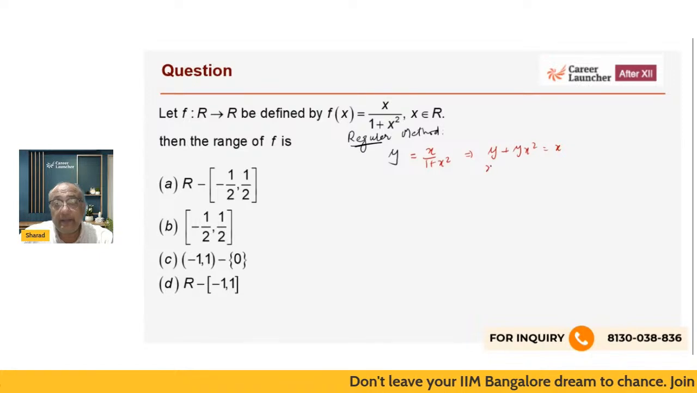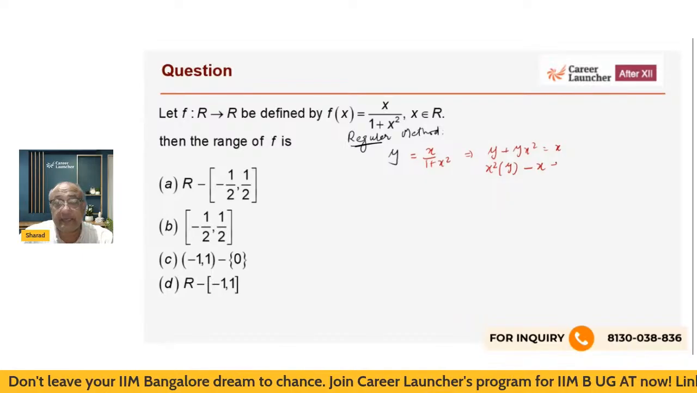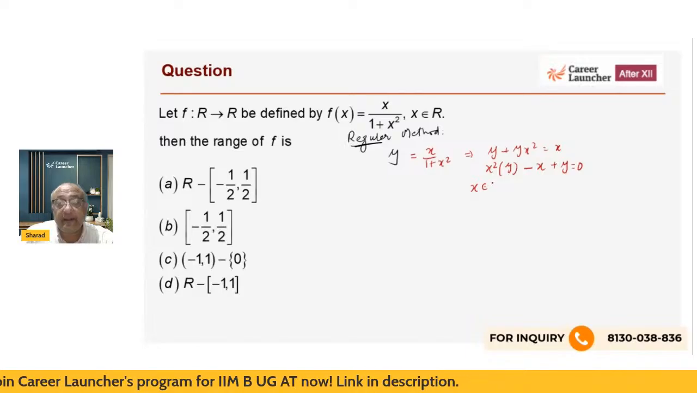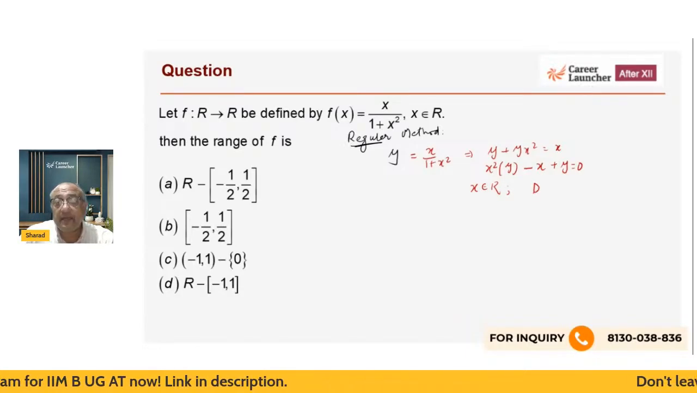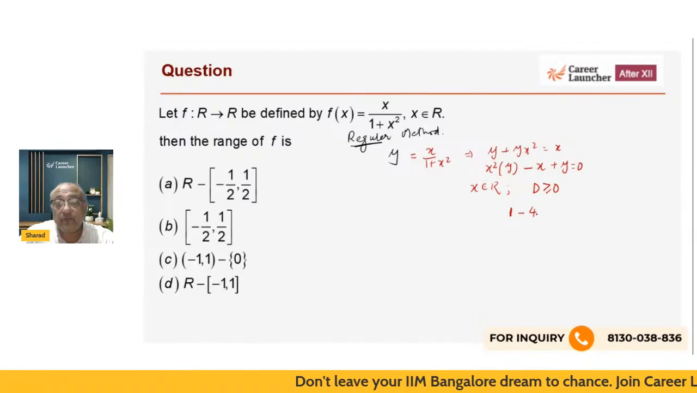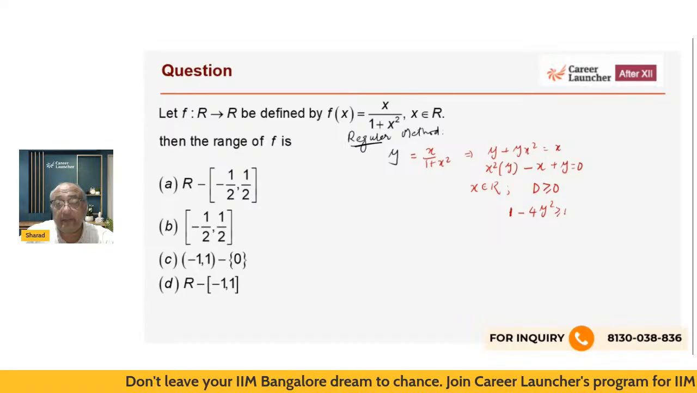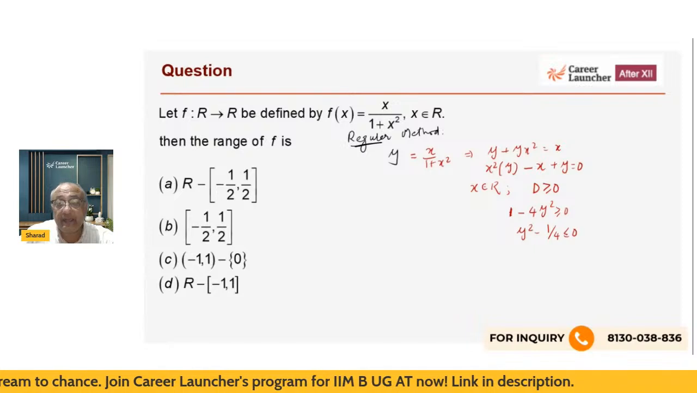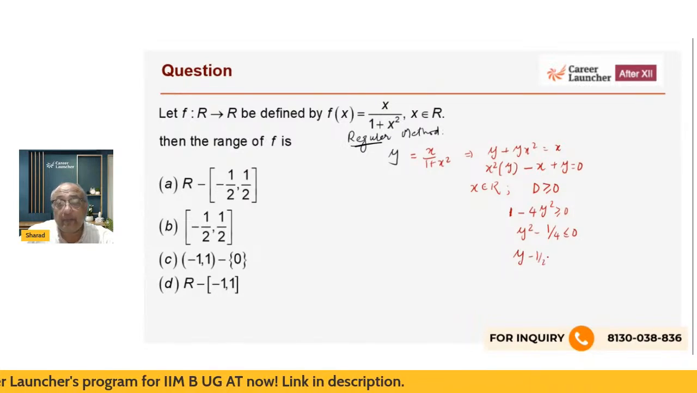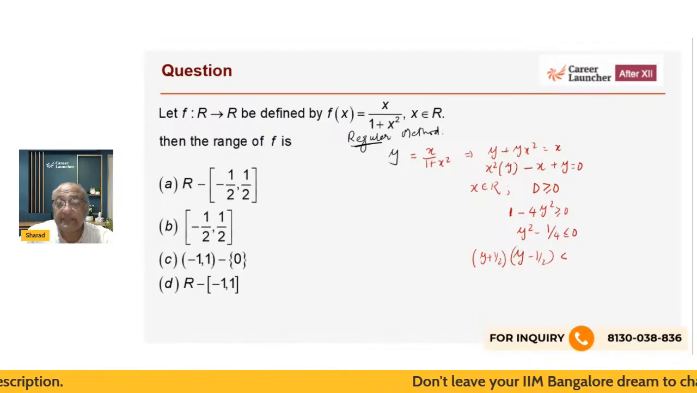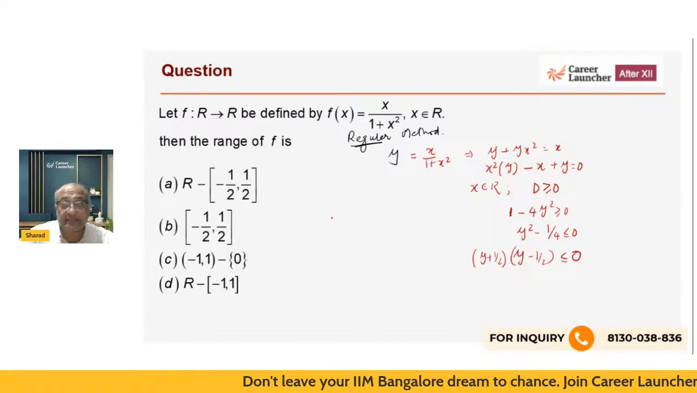So simple. Then you can write a quadratic equation in x, taking y as a constant: yx square minus x plus y equal to 0. From here, if x is real, the discriminant has to be greater than or equal to 0. So what we'll have? 1 minus 4y square greater than or equal to 0. Or for that matter, y square minus 1 by 4 is less than or equal to 0. So (y minus 1 by 2) into (y plus 1 by 2) will be less than or equal to 0.